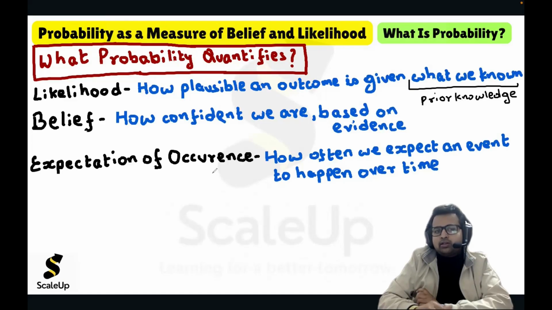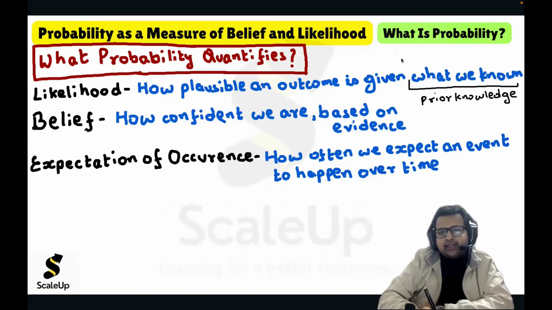It is more like conditional probability, wherein we have some evidence, and based on the evidence, how confident we are. Confidence level we will measure based on a given evidence, like some event occurred, and that is the evidence. So given that event occurred, what is the probability that this event will occur? Like conditional probability. So with probability, we can quantify likelihood, we can quantify belief, we can quantify expectation of occurrence. Like how often we expect an event to happen over time.